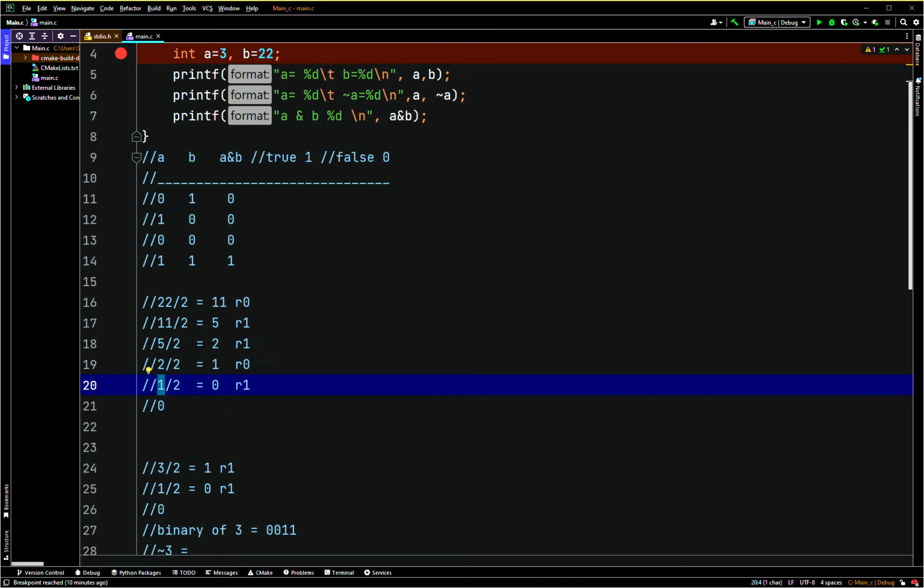Then we have 1 divided by 2. That equals 0 because 1 cannot be divided by 2. There's a remainder of 1. So the 0 gets carried down, and we finish here. Then we write the remainders from the bottom to the top. So first we write this one, 1, then we go up from there. So 0, then this one, 1, then this one, 1, this one, 0.